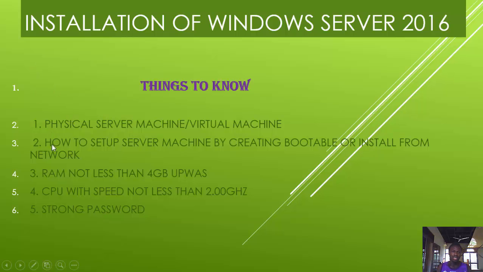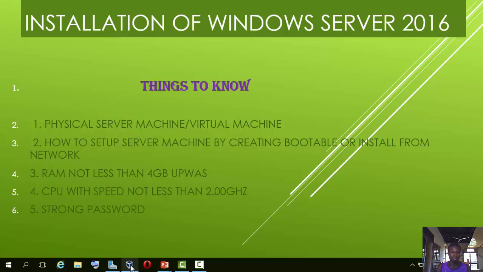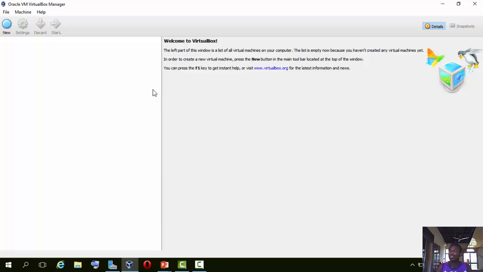So for not wasting time, we are going to set up the Windows Server machine by using VirtualBox. Oracle VirtualBox is the software I'm going to use to show you how to install Windows Server 2016. But as an administrator, if you want to install on a physical machine, you are not supposed to use Oracle VirtualBox. What you're supposed to do is make the image of your server OS bootable, and on your BIOS boot option of your physical machine, you set the configuration to boot from USB. Then you insert your bootable pen drive, then you can boot or install Windows Server 2016. But for me, I'm going to use VirtualBox for you.